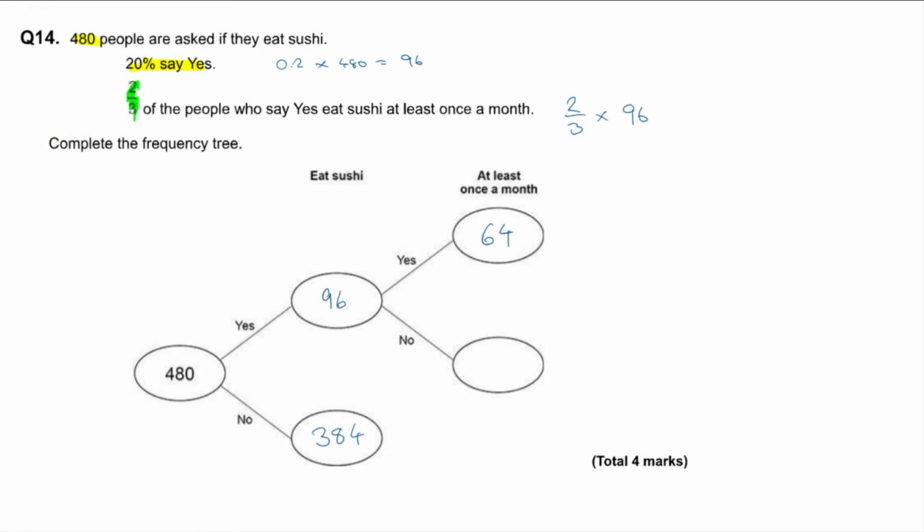Okay. So if 64 said yes, then how many said no? It's going to be the difference between those two numbers, then, isn't it? So it's going to be 96 minus 64 is going to be the other branch. That is 32. Okay, all done.